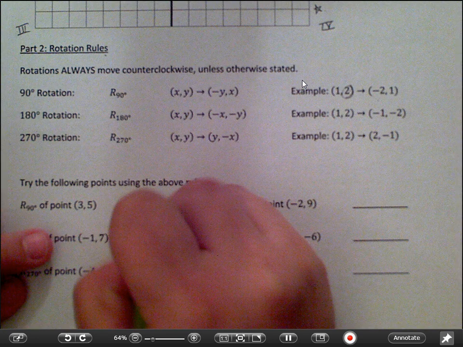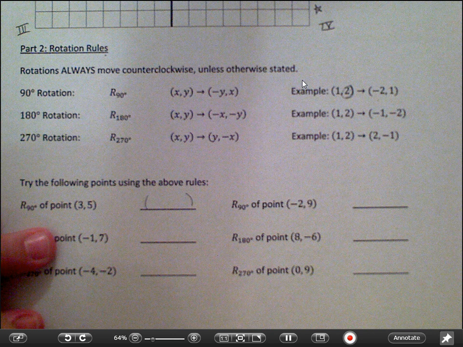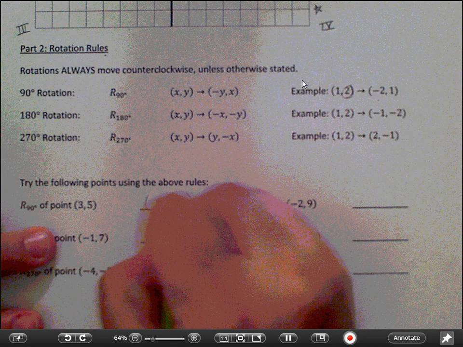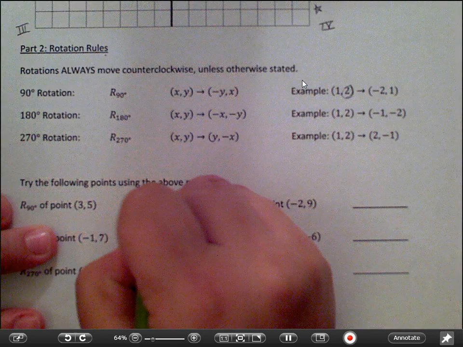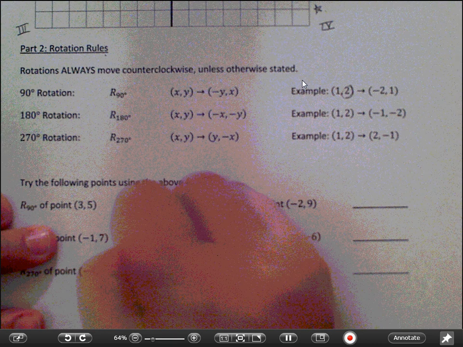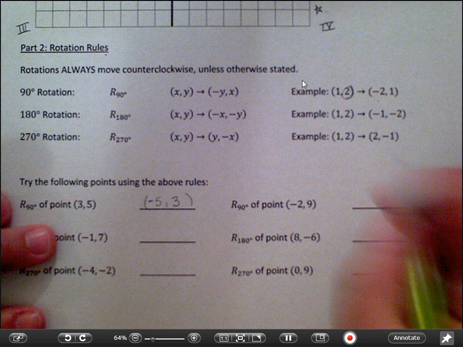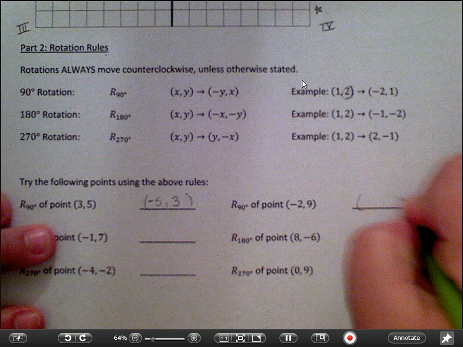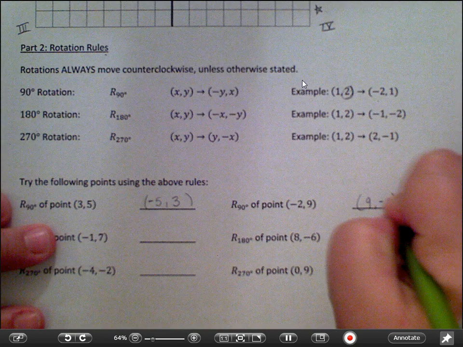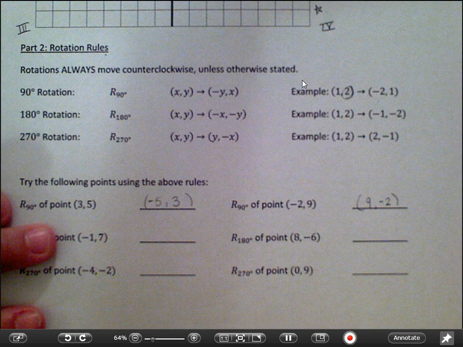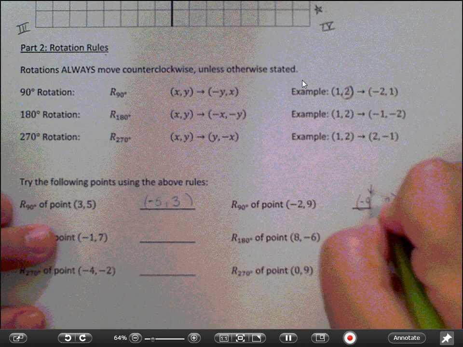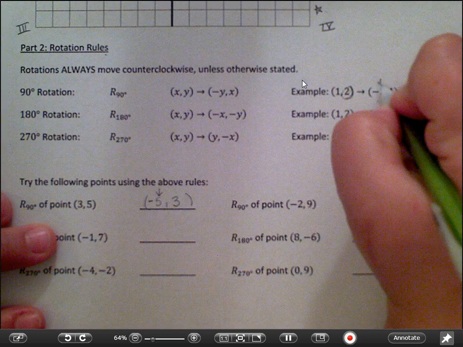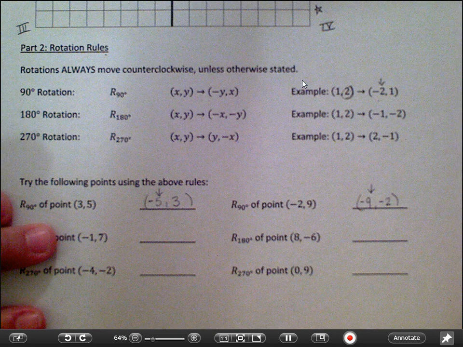The first thing to do for a rotation of 90 degrees is to switch the numbers. That's the first thing. And then we negate the first number, which means change it to its opposite. Let's do it again. Switch the two numbers and negate the first term. Okay.